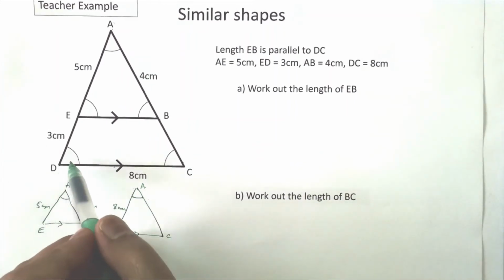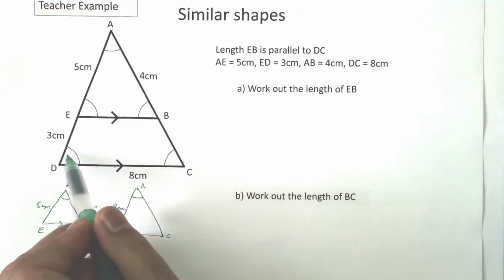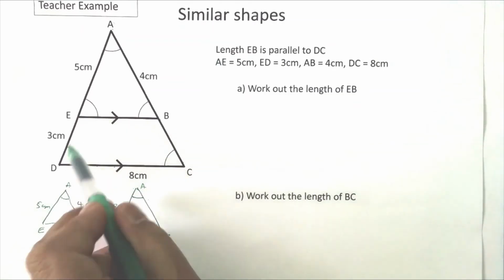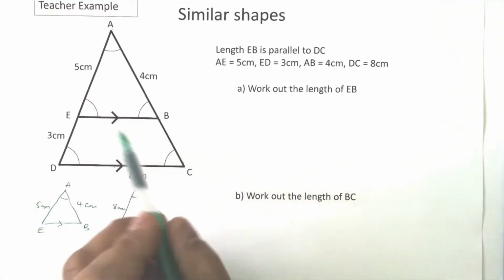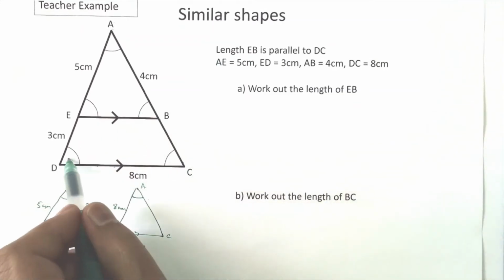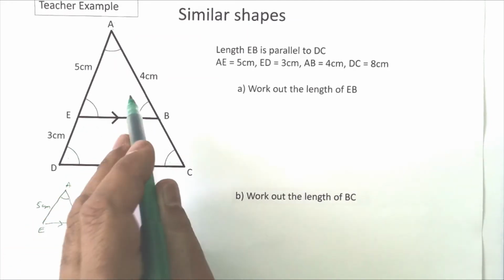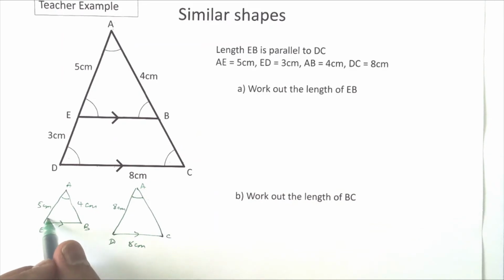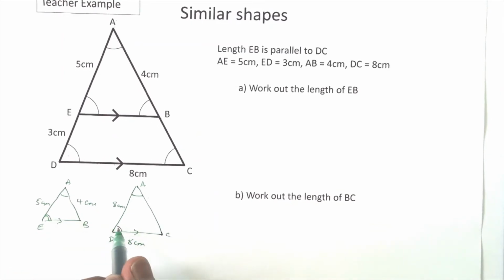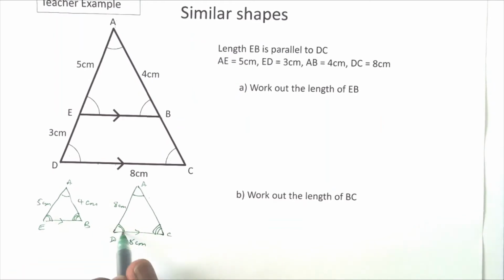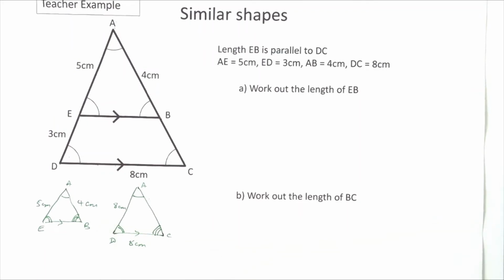Next, because these are parallel lines, these two angles will be corresponding, the F angles. Both corresponding angles, as would these. So those two angles are the same, and these two angles are also the same. So those two triangles are similar, and the rule says that the angles have to be the same for them to be similar. So those two angles along the base are the same, and those two angles are the same there as well.